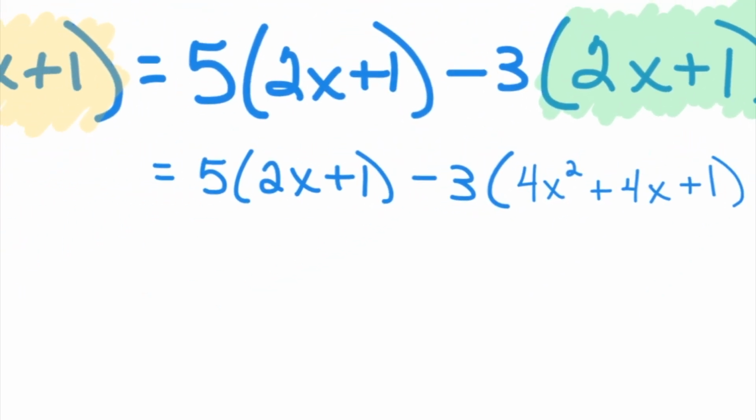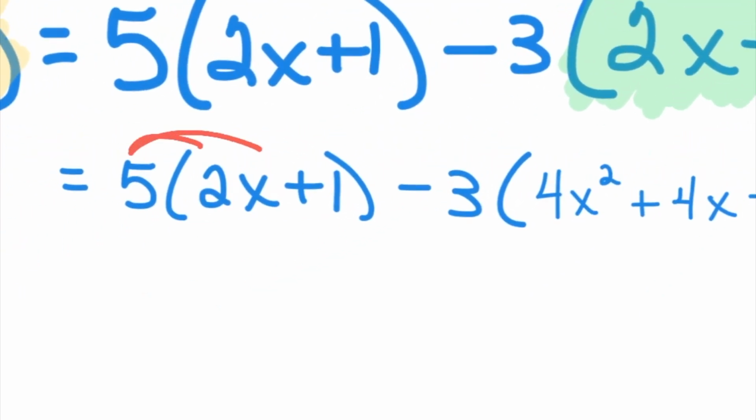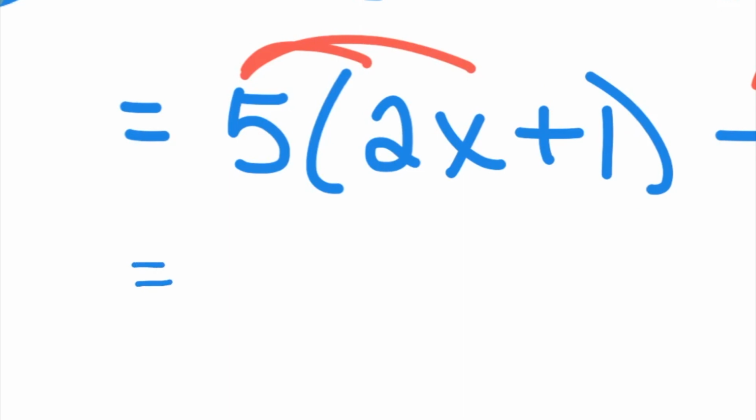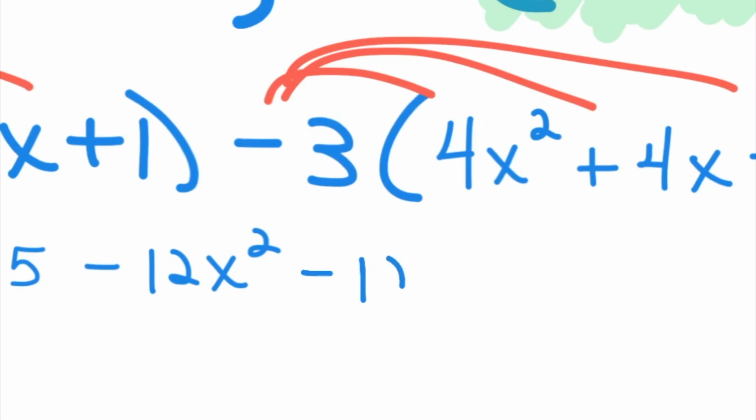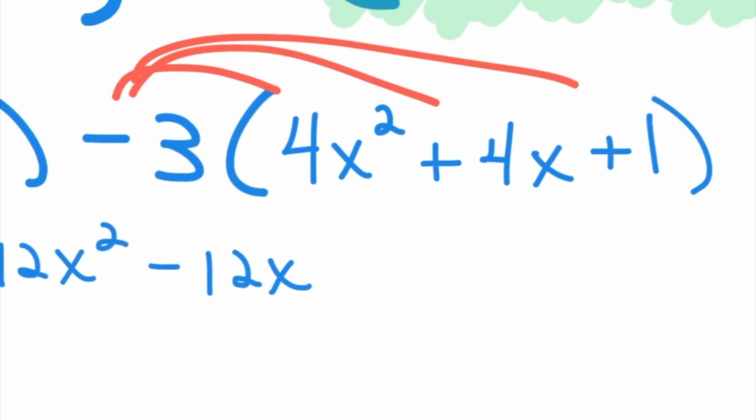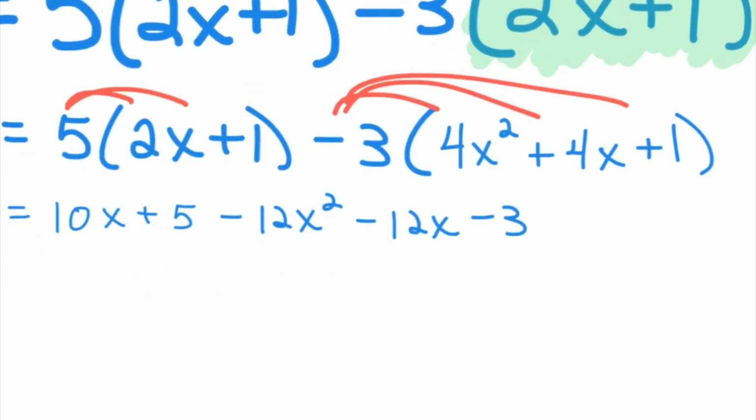And then the next thing that I'm going to do is distribute the 5 and the minus 3. And so over here, I get 10x plus 5. And then over here, I get minus 12x squared minus 12x minus 3.